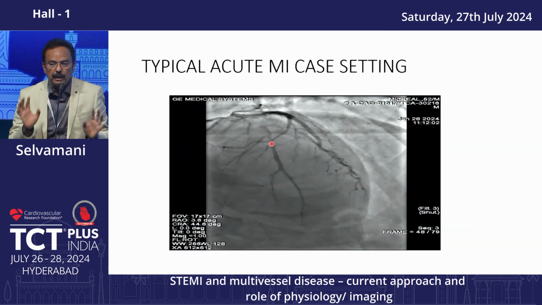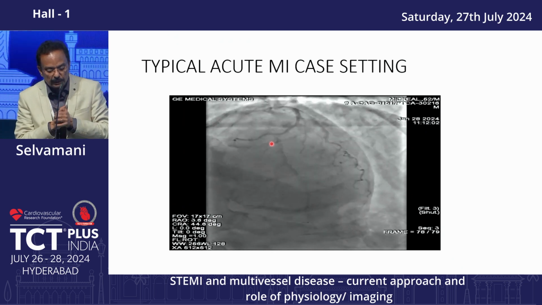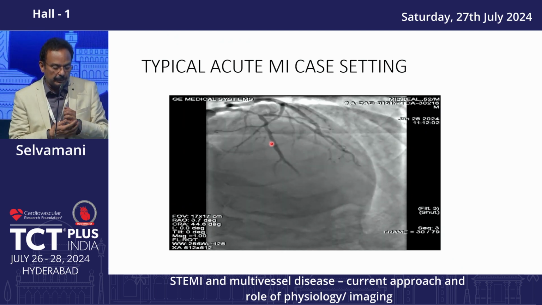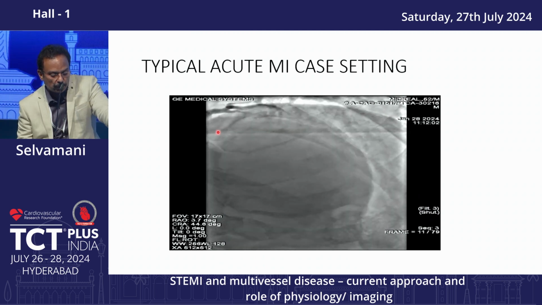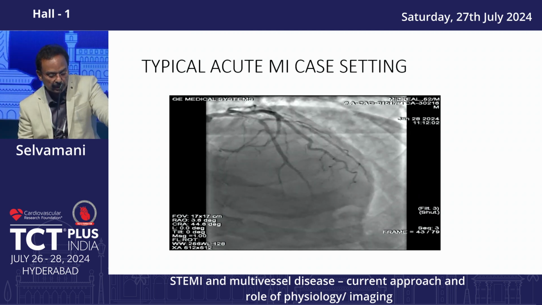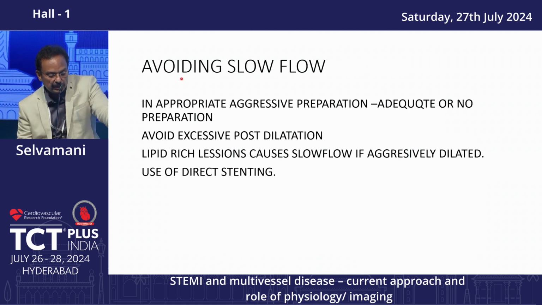Coming to this typical MI, I think most of you come across such types of STEMIs everywhere. This is a very important point: we should see how to treat this type of patient. The main aim is to avoid slow flow and have adequate expansion. To do that, we all know there are certain things: it is not only thrombus, it is a lipid-rich plaque.